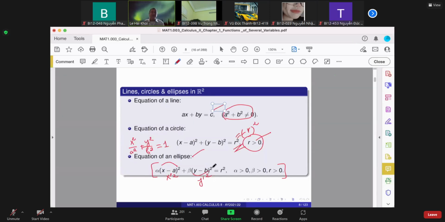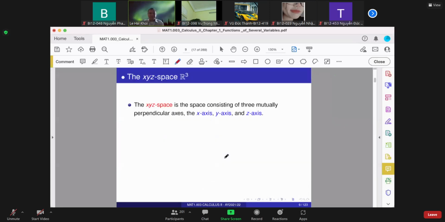So this is the equation of an ellipse with center at a point A, B, right? Again, R is positive. That's for two variables. Quite similar to the case where you have three variables, R3.